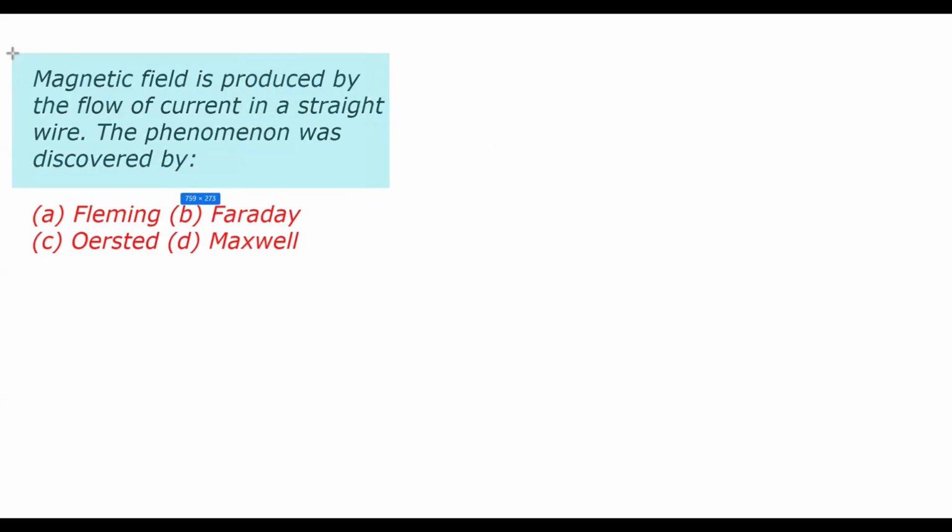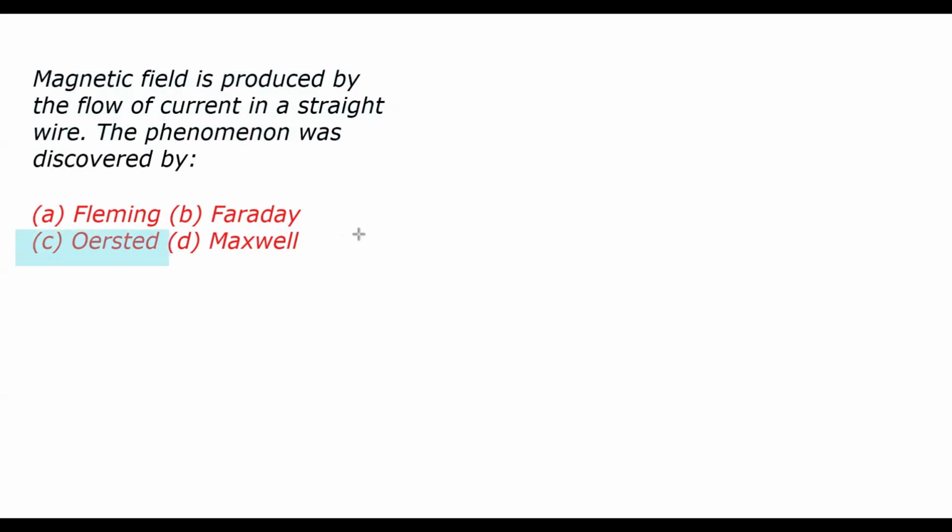Now, the confusion in this question is what? The magnetic field produced by the flow of current in a straight wire, this phenomenon was discovered by whom? So they're not talking about the rule which determines the direction of the magnetic field. They're talking about who was the first to observe that a current carrying conductor behaves like a magnet. In that case, the answer is Oersted.